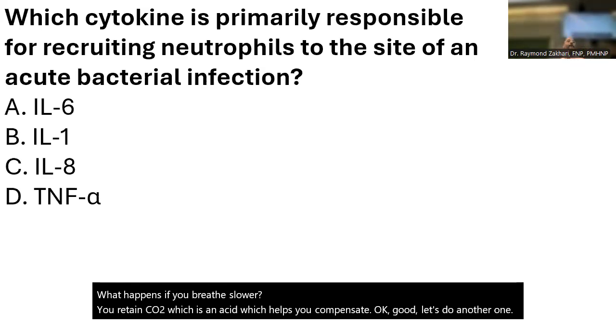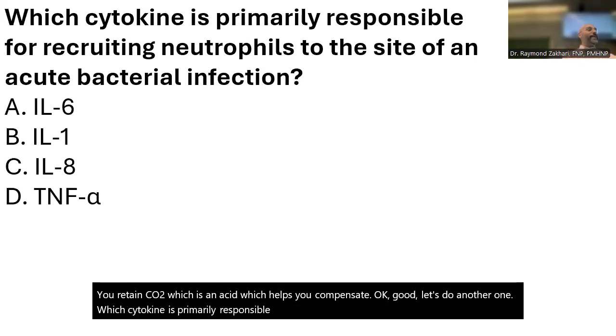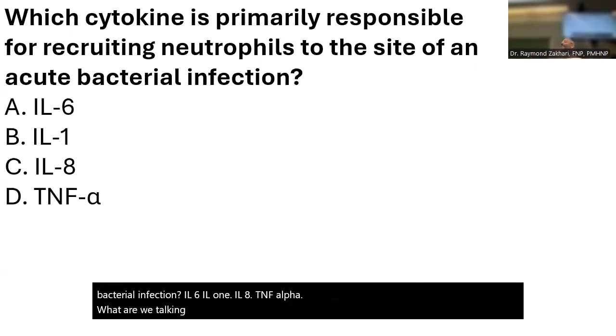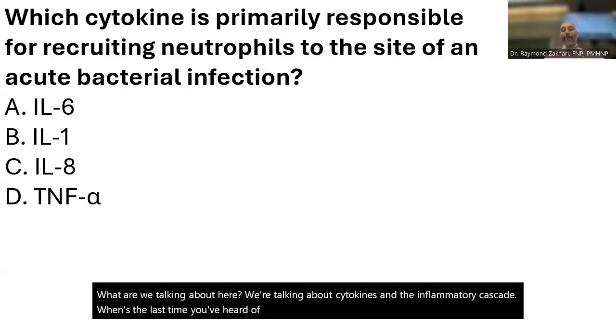Which cytokine is primarily responsible for recruiting neutrophils to the site of an acute bacterial infection? IL-6, IL-1, IL-8, TNF-alpha. What are we talking about here? We're talking about cytokines and the inflammatory cascade. When's the last time you've heard of this? Don't worry, it'll all come back to you, I promise.